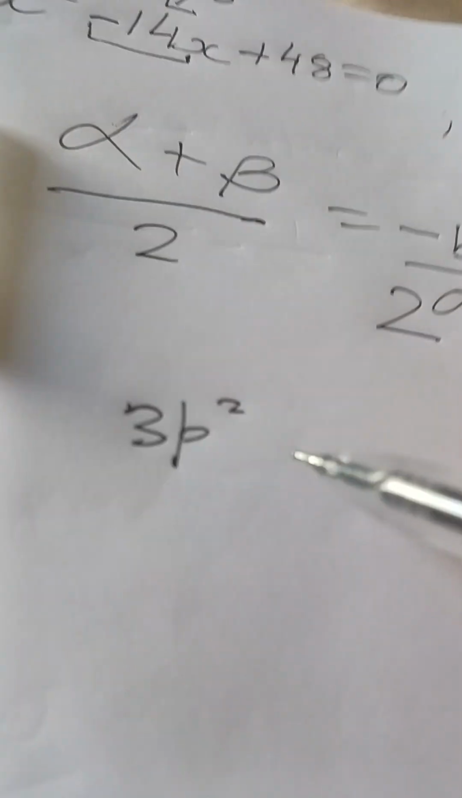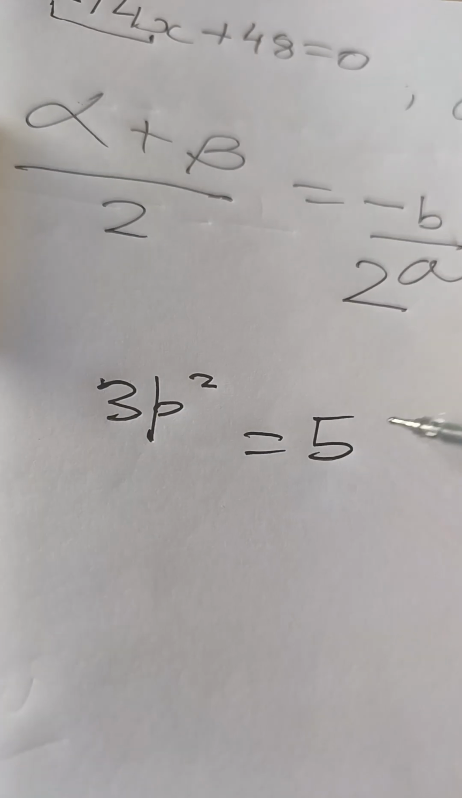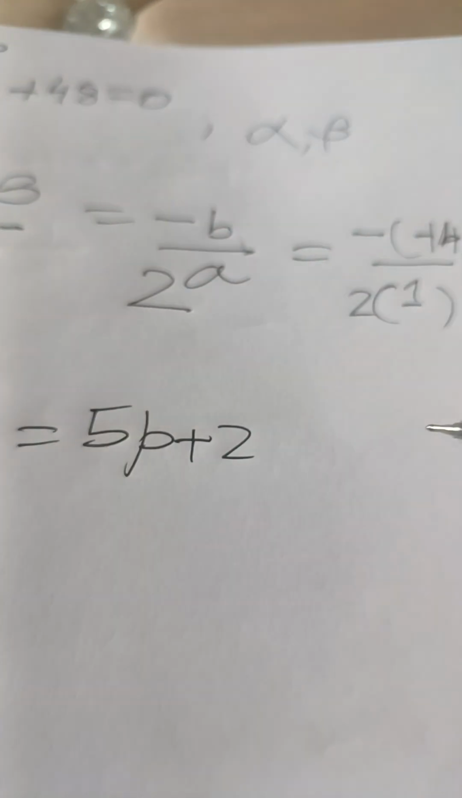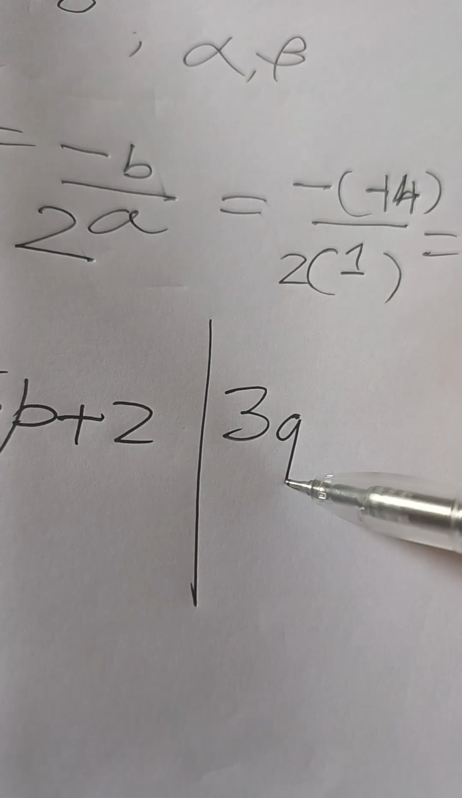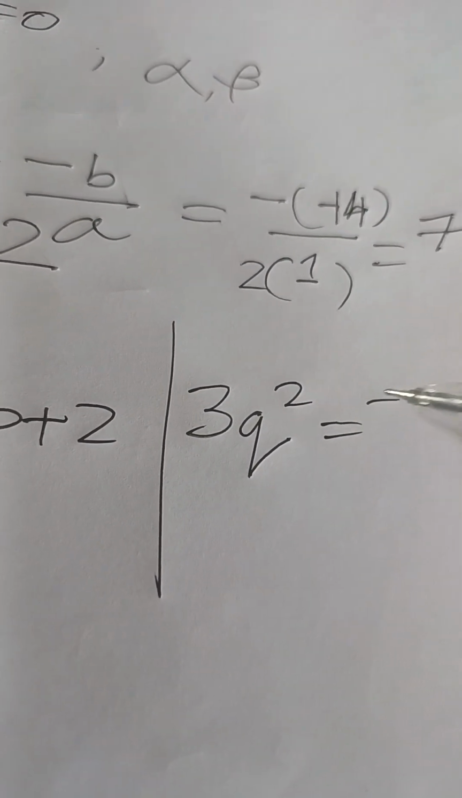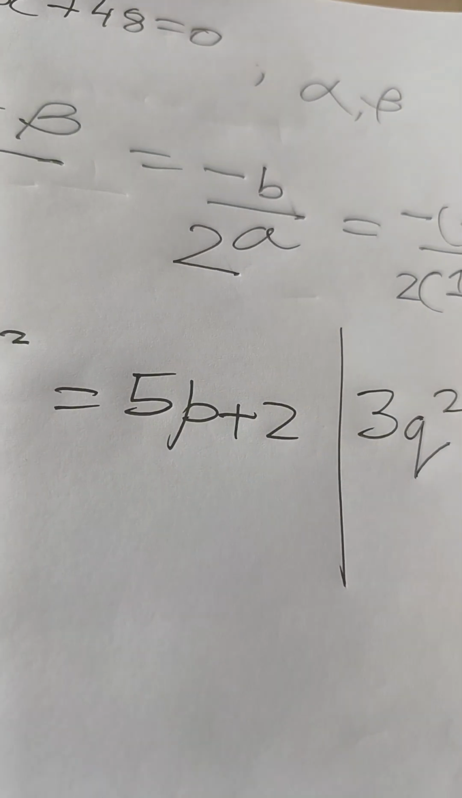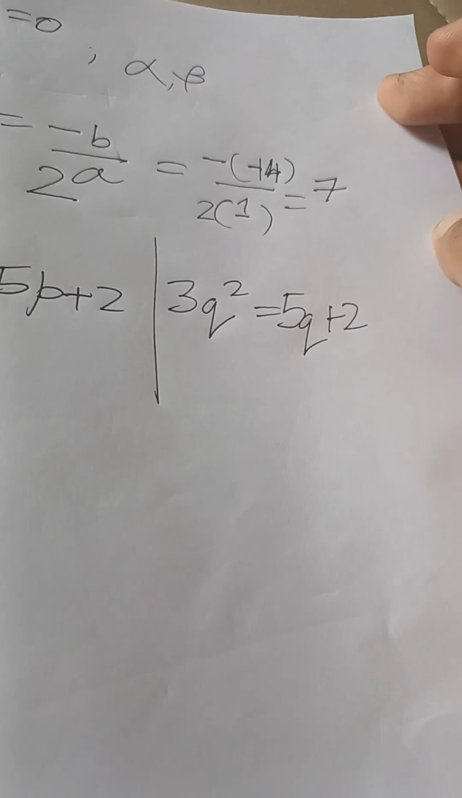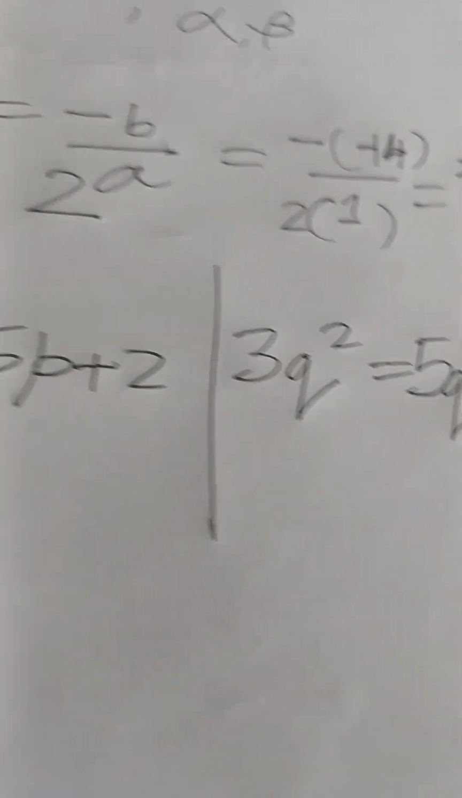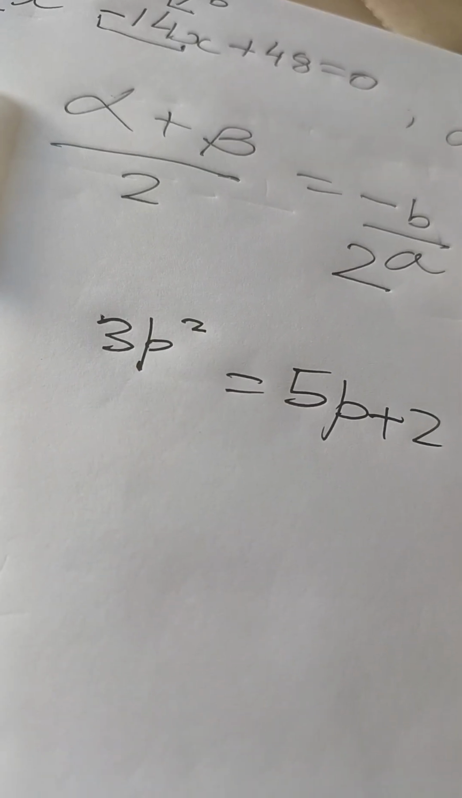3p square equal to 5p plus 2, and that is one equation. The other equation is 3q square equal to 5q plus 2. That's interesting. We need p into q. Guys, this looks like the same equation, except that instead of p, it's just q.